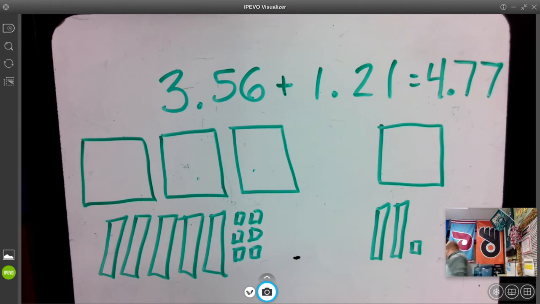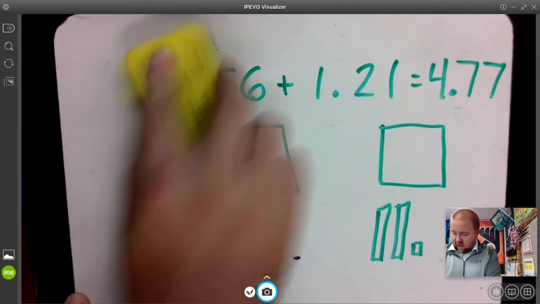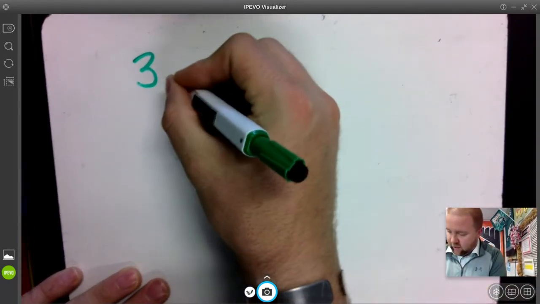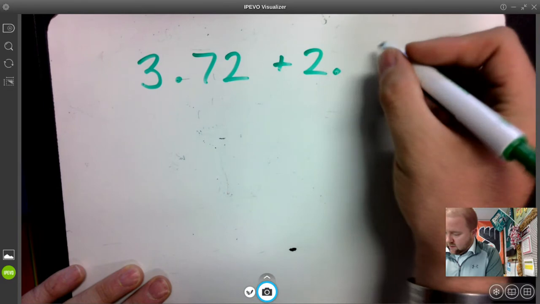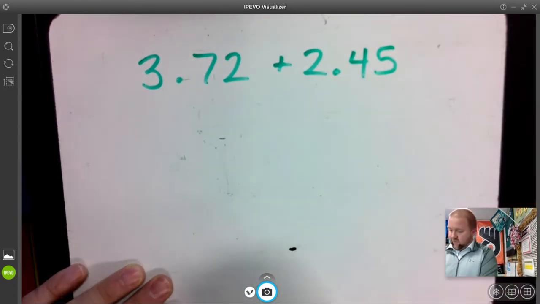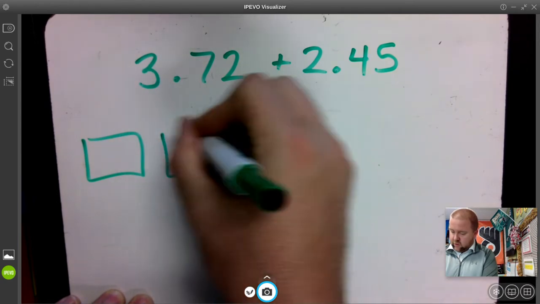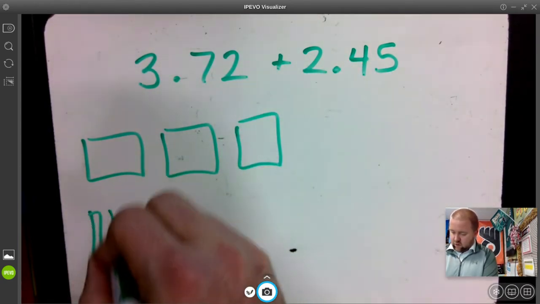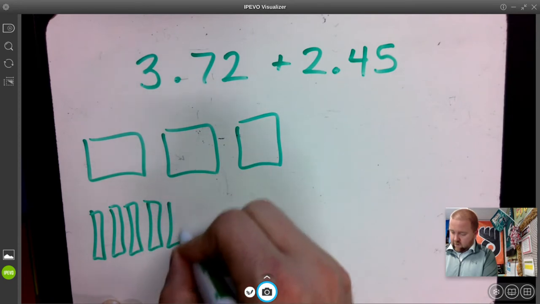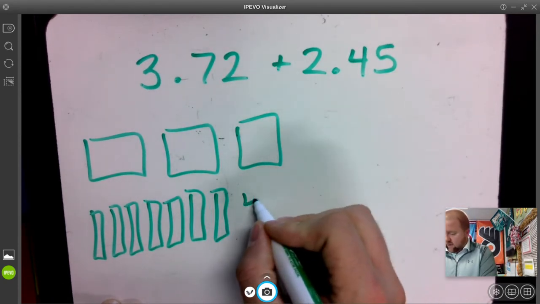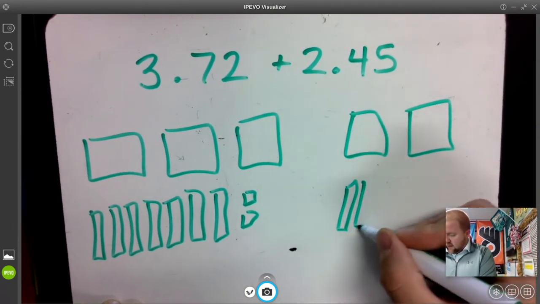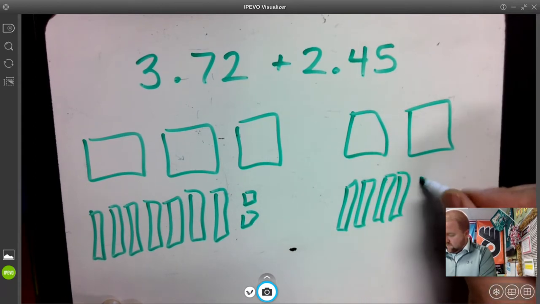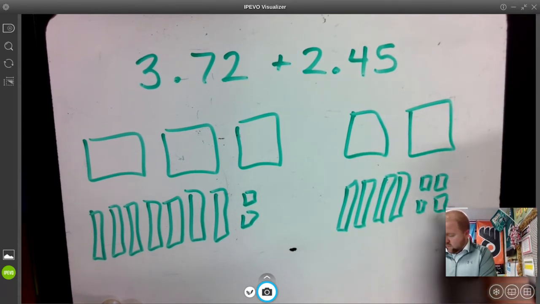Now, when we're doing these problems, I'm going to get my eraser, okay, and try another one. Sometimes when we are adding these pictures together for a problem like, let's say, 3 and 72 hundredths plus 2 and 45 hundredths, we draw our pictures: 3 wholes and 7 tenths, 1, 2, 3, 4, 5, 6, 7, and then 2 hundredths. For the other one, 2 wholes, 4 tenths, and 5 hundredths. 1, 2, 3, 4, 5.